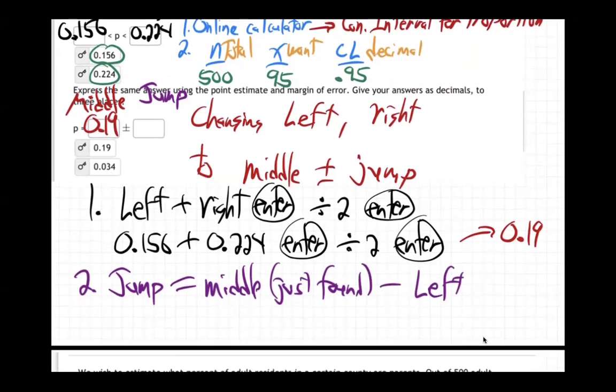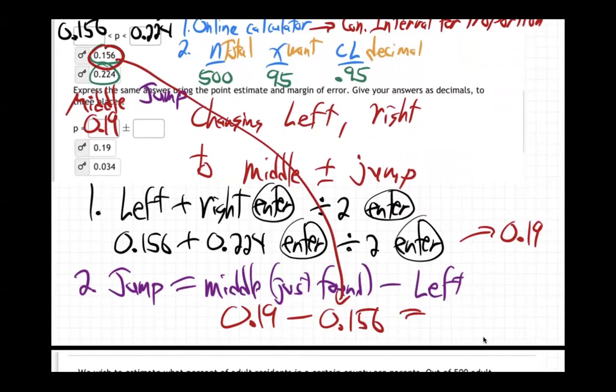So I'll take the middle number we just found, which is the 0.19, and subtract the number from the left. Here's the number from the left, 0.156. So if you subtract them, you get 0.034, and that's this number right here, 0.034. And that's our answer.